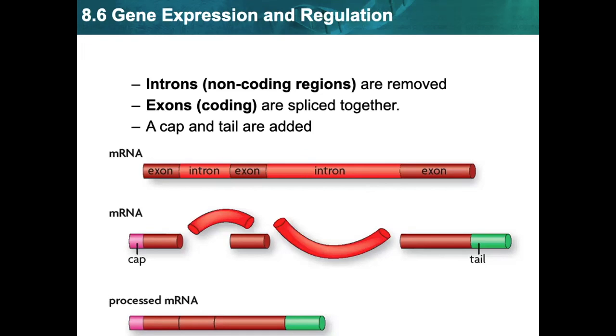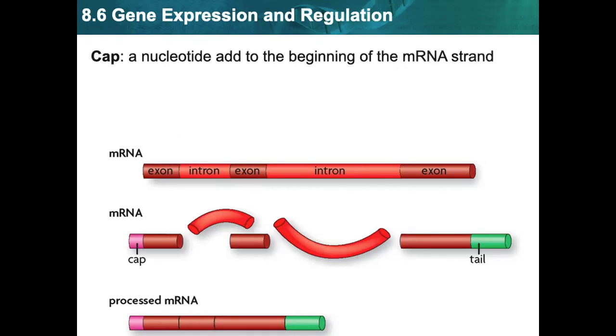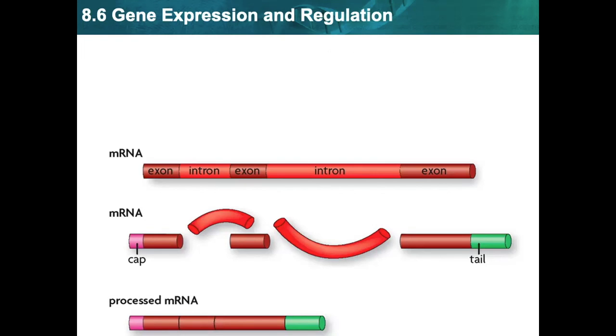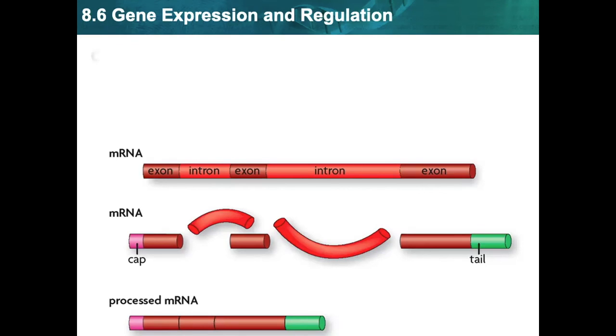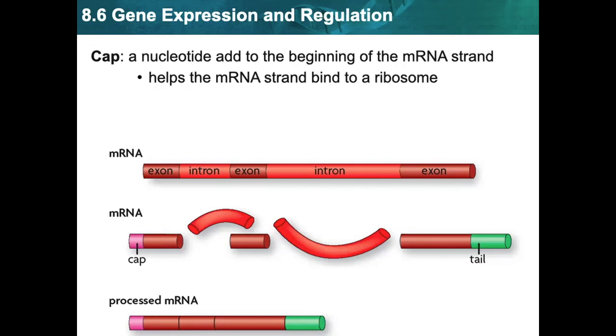We got this, okay. So a cap, as I mentioned, is a nucleotide that is added to the beginning of the mRNA strand. That helps mRNA bind to the ribosome. After it leaves the nucleus, it will go to the ribosome, and the cap helps it stick to the ribosome. It's just one nucleotide, but the tail usually is more than one nucleotide.